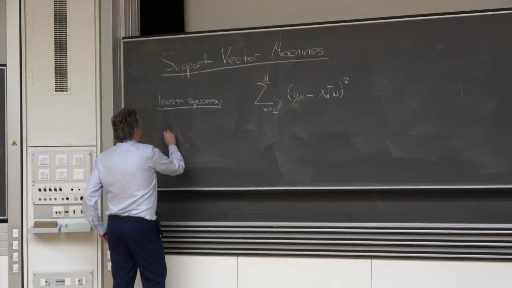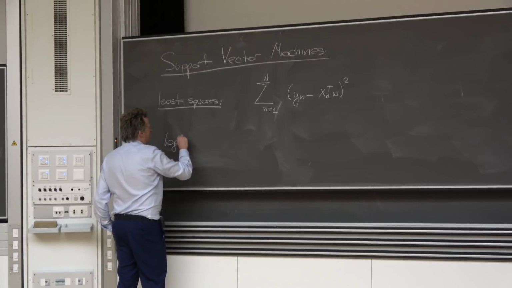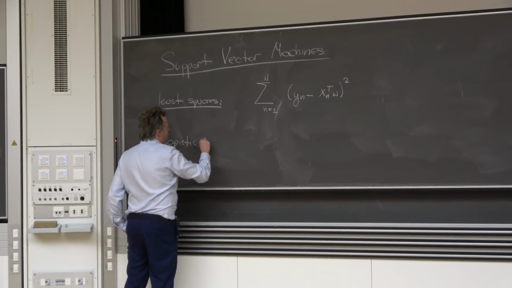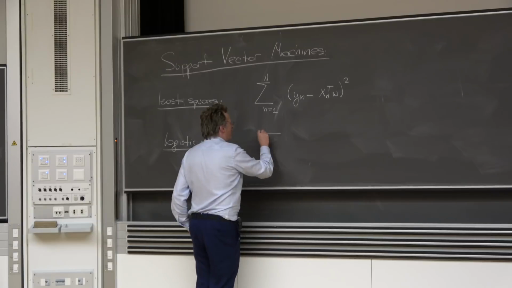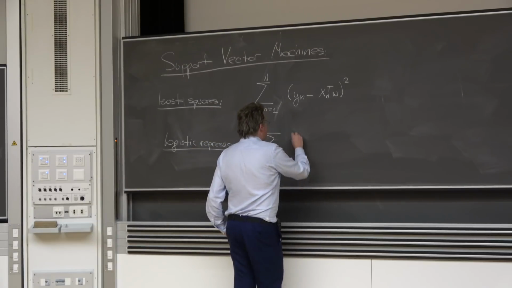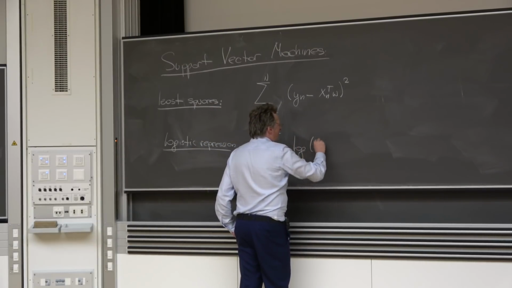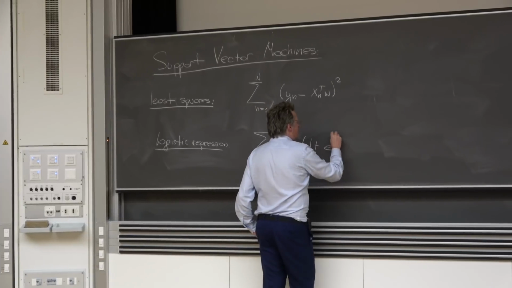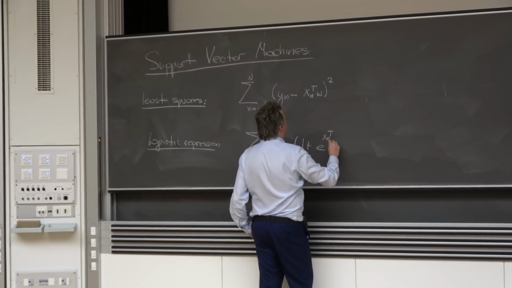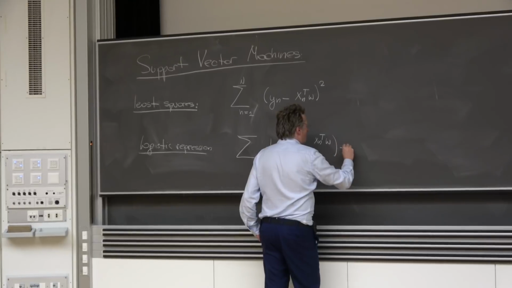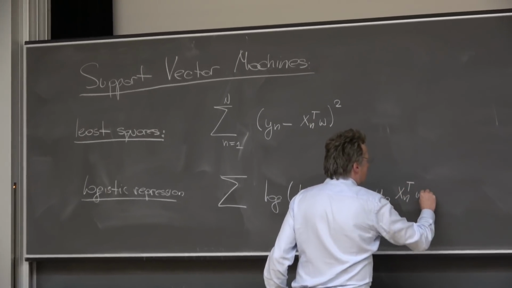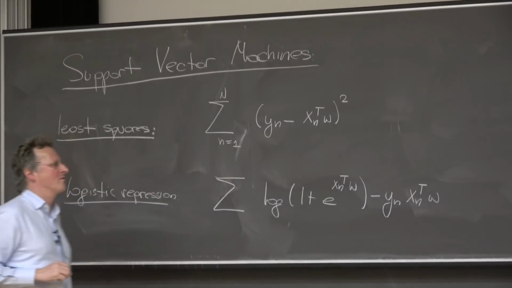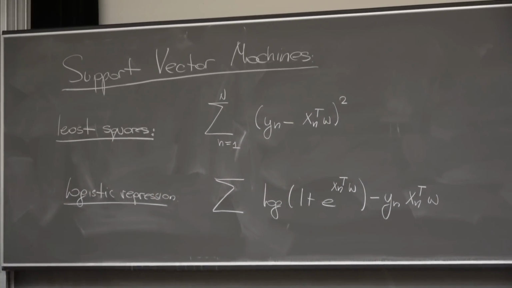If we're looking at logistic regression, then we had to minimize something of that form: log(1 + e^(x_n^T w)) minus y_n x_n^T w. Okay, so these were the two cost functions that we had. And again, this was, of course, the sum.